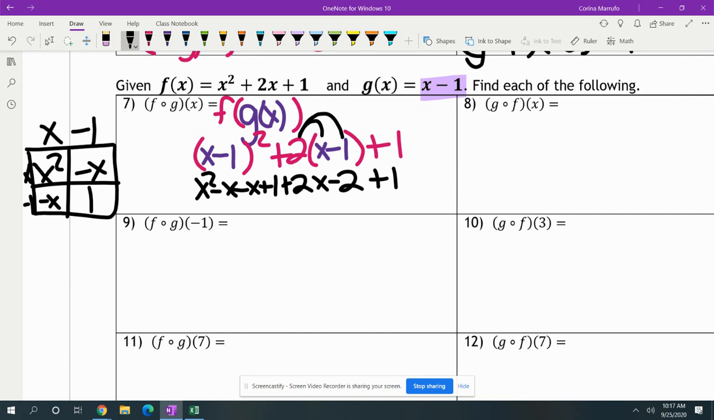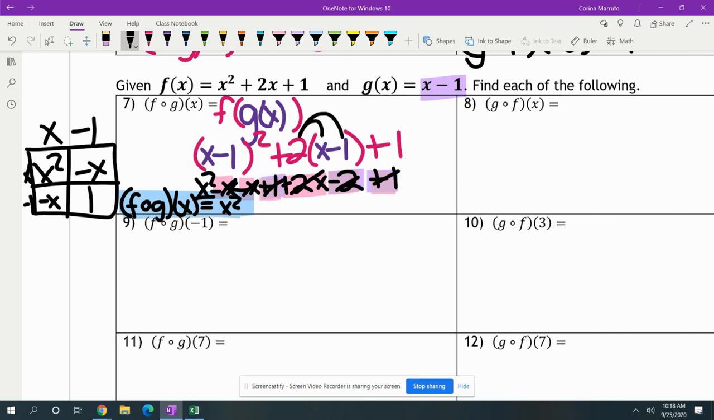So last, all we got to do is combine our like terms. So f composite g of x is equal to, the x squared has nothing to combine with. Here we have negative x, and a positive 2x. So that leaves us with no x's at all. And then here is plus 1, and minus 2. I should have done that in a different color. Those also cancel each other out. And so we are just left with x squared. So this would be our answer. F composite g of x is equal to x squared. Okay, because all these canceled.